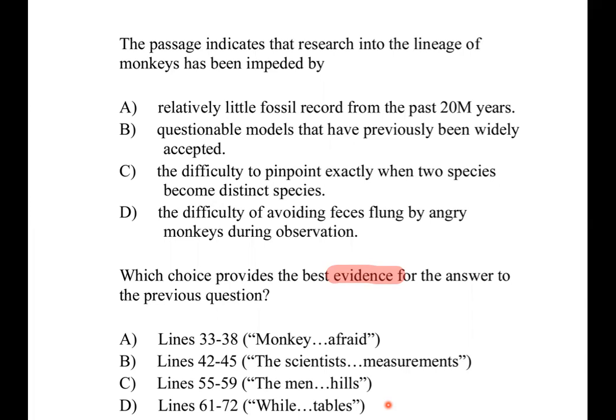Almost every passage has two of these. So seek out these two. It may come as a pair like these two do, so maybe four questions, but find those and do those first.